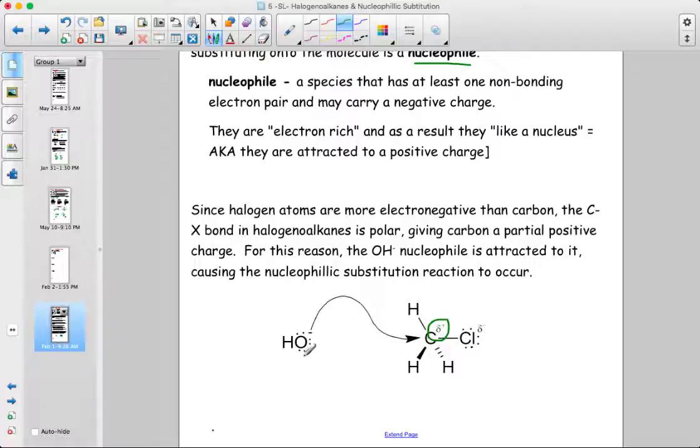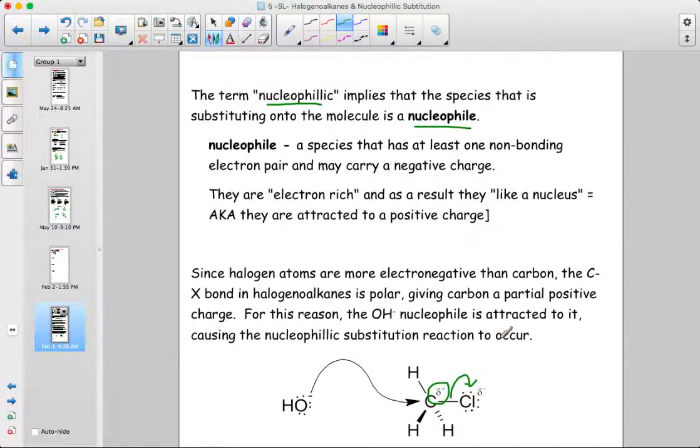And so the negative charge and the electron pairs on the oxygen will be attracted to the carbon, and a bond will form with the carbon, and that will cause the chlorine to leave and basically take these two electrons with it. So the OH group attaches on, and the Cl leaves as an ion. So that's more of the mechanism of the reaction.